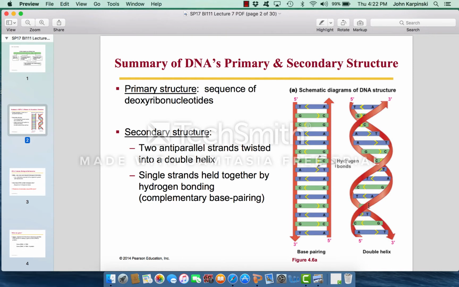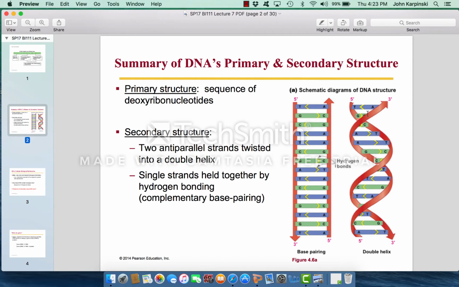We also explained that the bonding between these 2 strands, the glue that holds them together, are hydrogen bonds. So between A and T, we have 2 hydrogen bonds, and between G and C, we have 3. It is always that way.